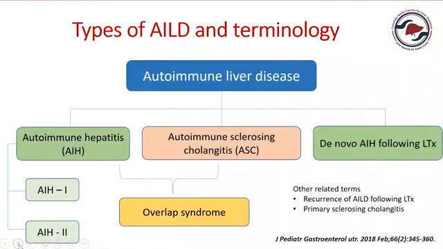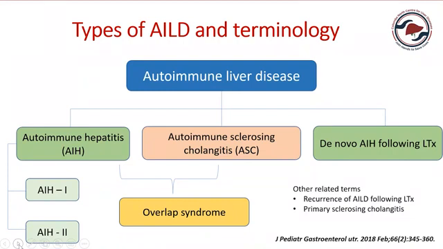Let's now move to look at the types of autoimmune liver disease and the terminology, because it will be important for us to understand the types we talk about before moving to the next slides. It is quite simple. We have 3 main types of autoimmune liver diseases we talk about in children. The 3 main types are autoimmune hepatitis, where only the parenchyma is affected, or the liver cells are affected to a greater degree. Autoimmune sclerosing cholangitis, where the bile ducts are affected due to the inflammation.